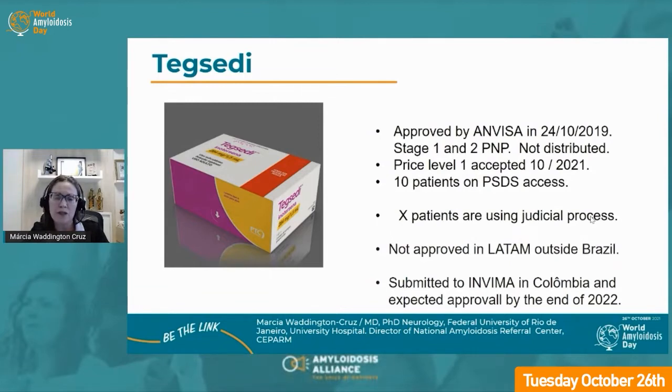I have 10 patients that took part in the original trial in a post-access study, and other patients using it by judicial process. It's not approved in Latam outside Brazil, and it was submitted to INVIMA in Colombia and is expected to be approved by the end of 2022. Next, please.